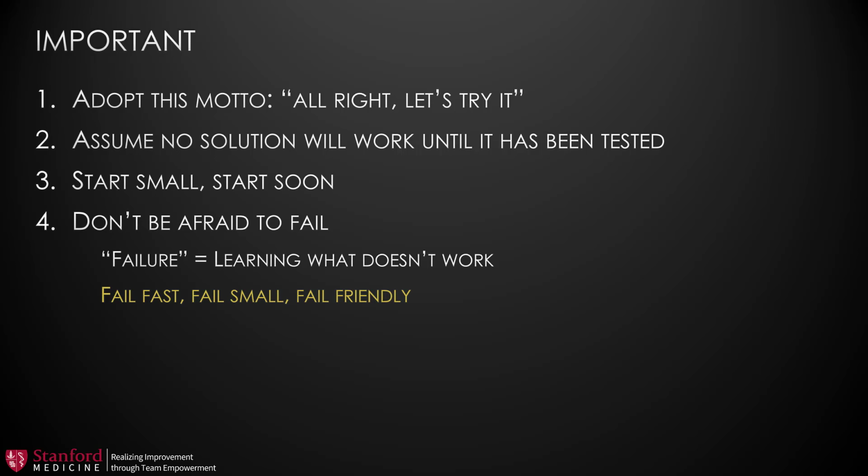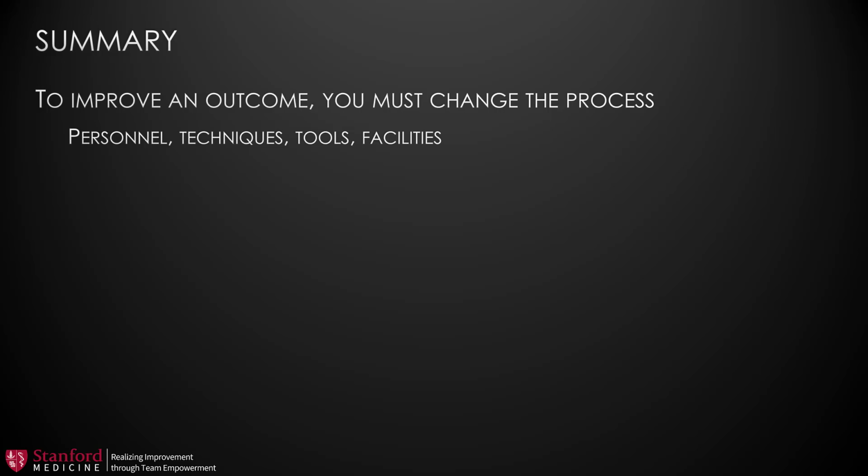All right, so we've come to the end of this important session. Just a few key summary points. First, to improve an outcome, you must change the process. If you do not change the process, you will not change the outcome. This means that you'll need to change something about the techniques, tools, facilities, or personnel skill, and almost always it will be a combination of changes. So you need to use these to create a good design.